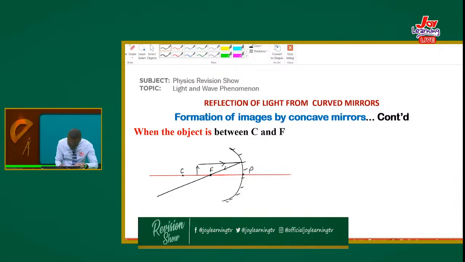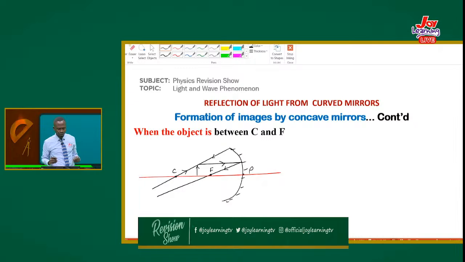Then I have to show my arrow. Then when the ray of light is going through C, what happens? This goes through C to hit the mirror and it will reflect through the same path. So I pick it from the object through the mirror like that and I'll put C there.